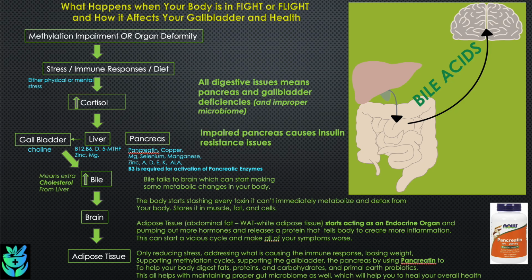If you have inherited methylation issues, this is automatically going to affect your digestion, which means it affects your pancreas, your gallbladder, and your liver. And this will create an improper microbiome. So you're already starting behind the curve.